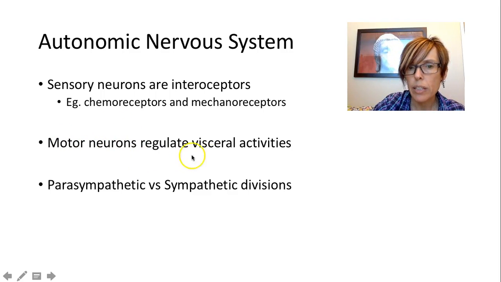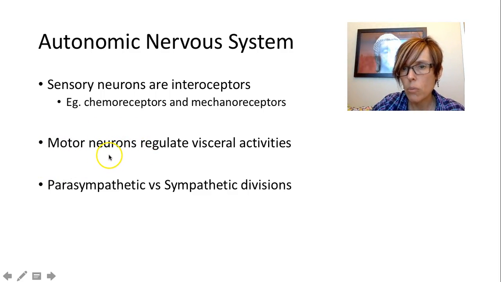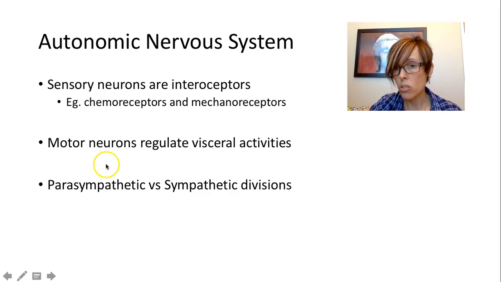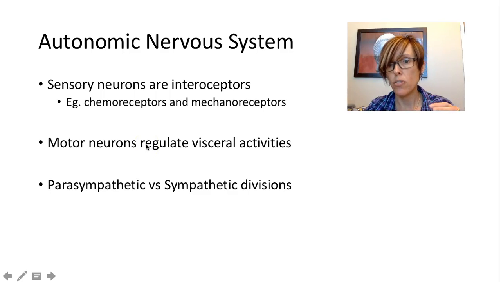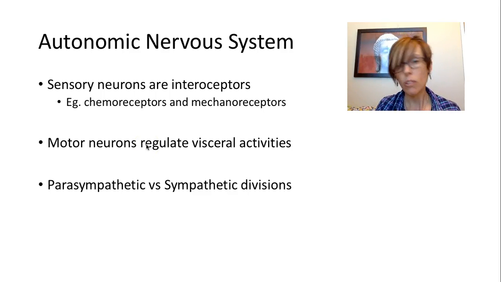Motor neurons will regulate visceral activities. You'll have different motor neurons, even though they're not ones going to skeletal muscles. These are going to smooth muscles. However, they help regulate how fast your digestive tract is moving food along. We know that in different situations, our digestive tract will move faster or slower, and even the direction that it moves food in can change.